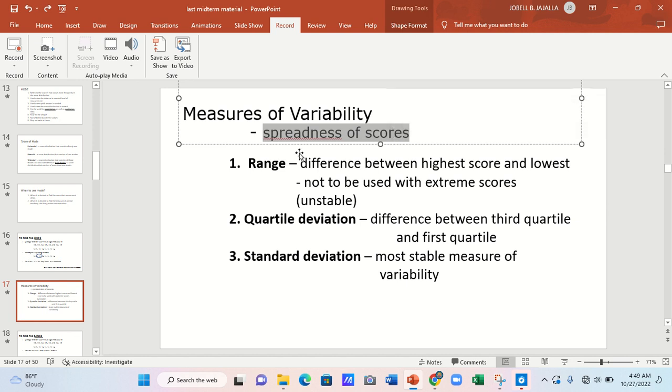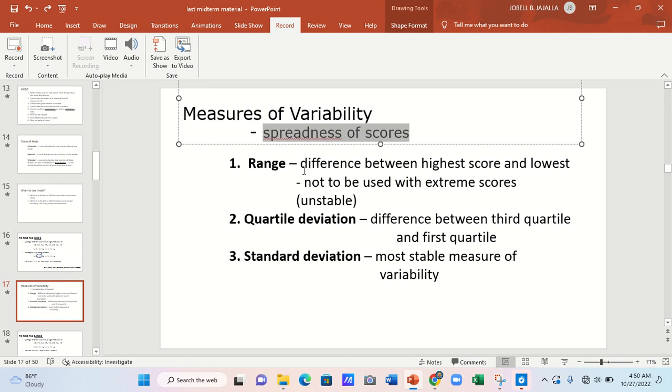So what are the measures of variability that we will discuss here? So range, ato na siyang i-discuss dire, quartile deviation, dili na nato siya i-discuss but we will mention it here regardless. Then, for number 3, standard deviation. So, ato po na siyang i-mention dire.